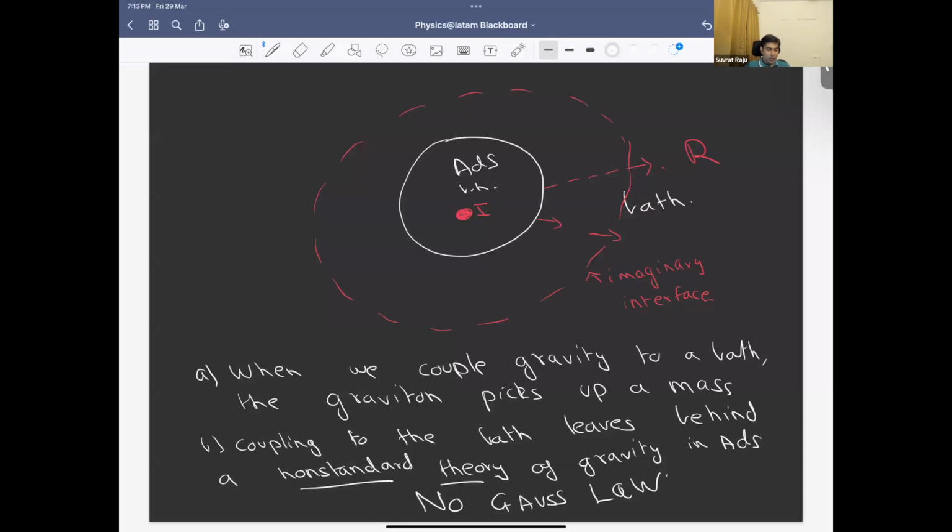Now I want to explain this point of why it is that the graviton picks up a mass when you couple it to a bath. Yeah, go on. Is there a question? Gogula Krishna, yeah.